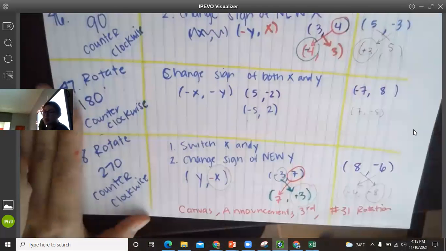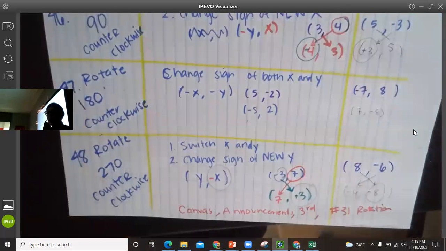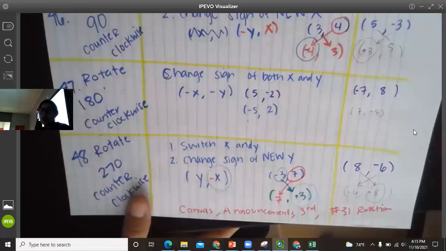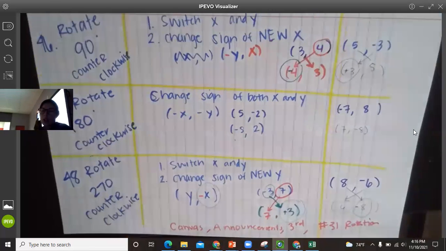So there's a rotation practice for this one as well. So pause this if you need to. Make sure you get all the notes and make sure you do the practice.